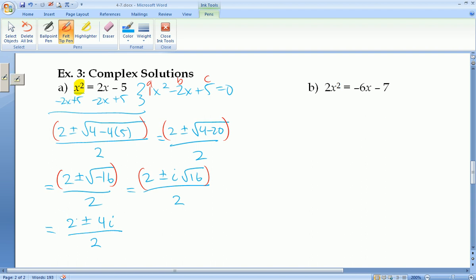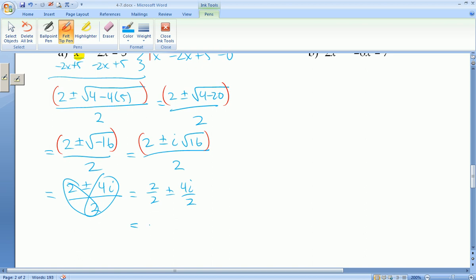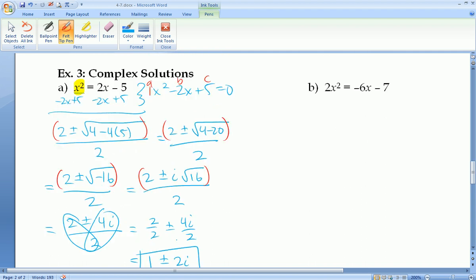Alright, and then the same thing, you can go ahead and divide here and divide here. 2 divided by 2 plus or minus 4i divided by 2. Let's make that look a little better with an I. Alright, so this is 1 plus or minus 2i. Okay, that is our solution. This also means that it doesn't touch the x axis at all. Okay. Alright, now I want you guys to pause and do example 3b, and then we'll come together again.